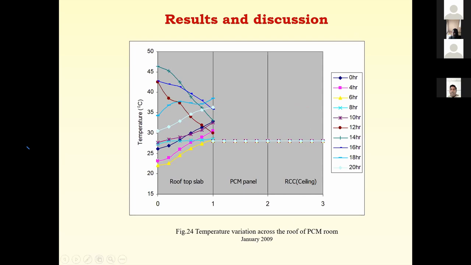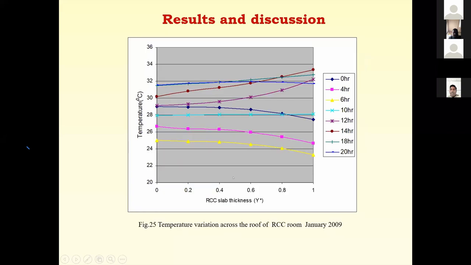Therefore, it shows the advantage of using PC material in buildings for cooling and thermal comfort. Okay, and you can see the rooftop is having this temperature variation like this. Whereas for the roof PCM panel and RCC ceiling, you can see here there are three layers. I told you, the top layer has these temperature fluctuations like this. Whereas the PCM panel and the RCC roof below it have no effect of solar radiation. This is recorded for all 24 hours, and you can see the RCC slab is having these fluctuations like this.